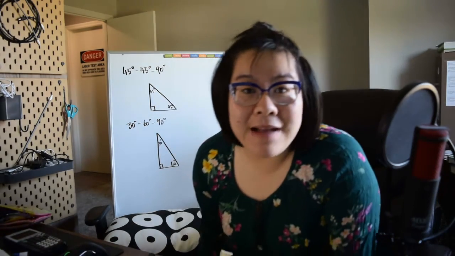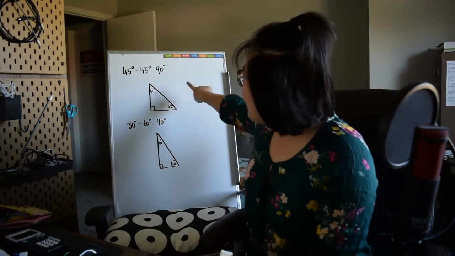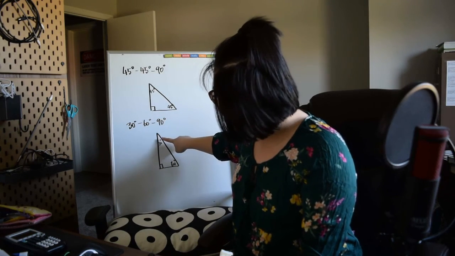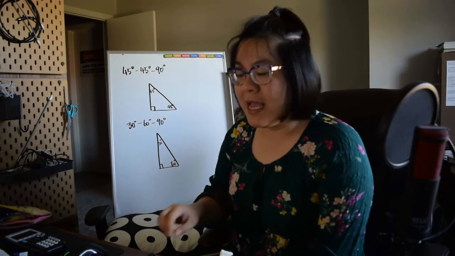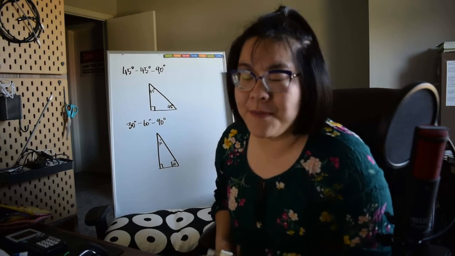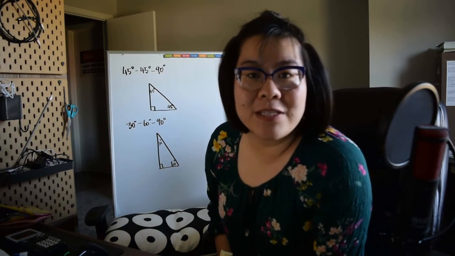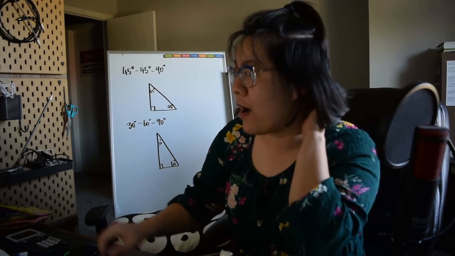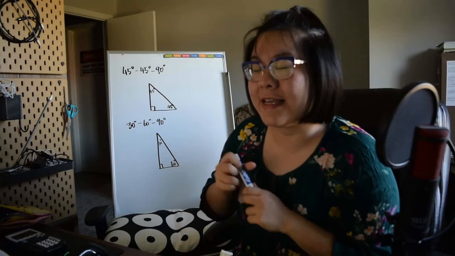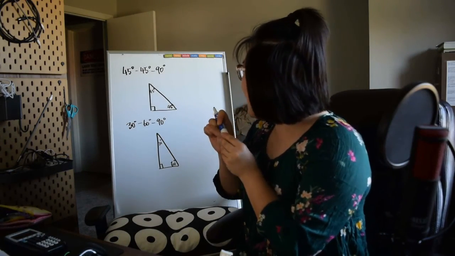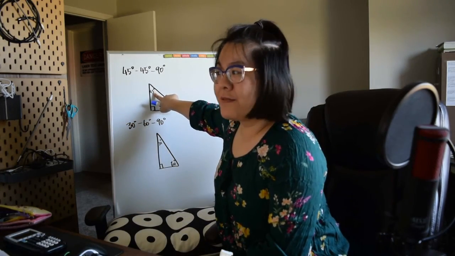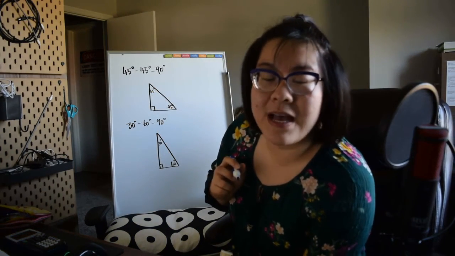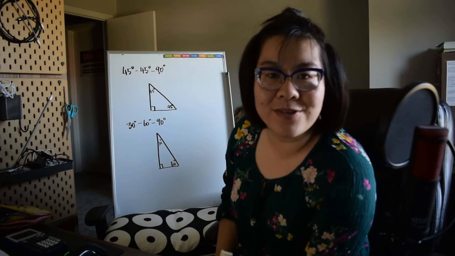Okay, so we have two types of special triangles. Number one is called a 45-45-90 triangle. Number two is called a 30-60-90 right triangle. Both of them have a special ratio, and I want to introduce the first one, the 45-45-90 triangle. As you can see, if this angle is 45 and this angle is 45, then they have the same degree, which leads this triangle to be an isosceles triangle.